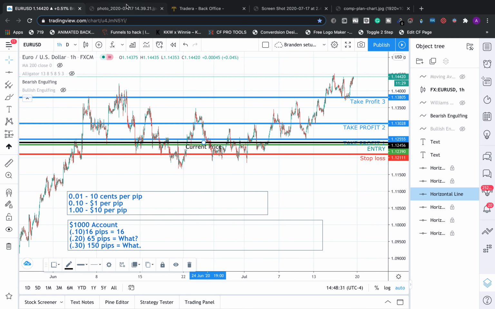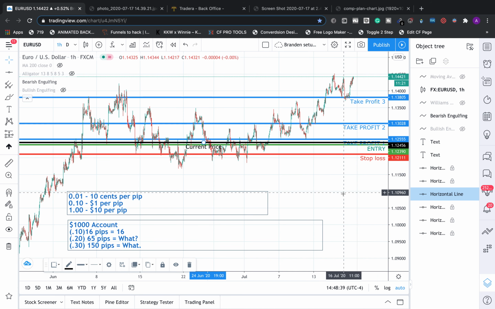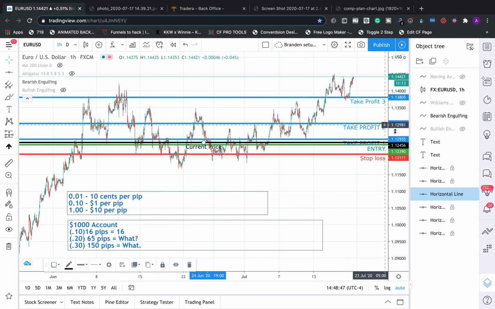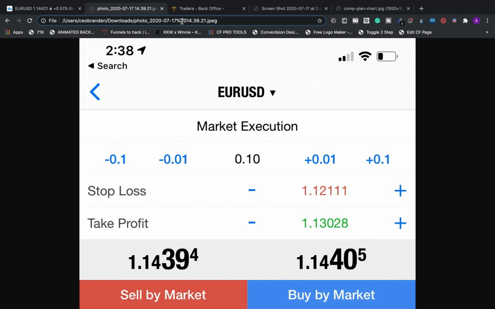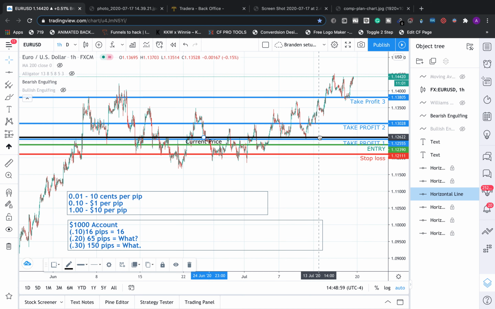So this is how it would look if I put this trade in. Let's say I wanted to put it at 0.10, and that's literally all I do. And let's say that I believe my stop loss is going to be 1.12111. I just put that in there, and I believe my take profit is going to be 1.3028. So I put that in there, and then I hit this buy button, and the trade takes. So now the trade happens, and it's going up and down.